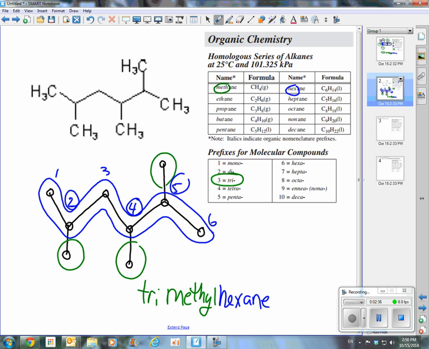But if I was to number this the other way, as in 1, 2, 3, 4, 5, and 6, I would have 2, 3, and 5. The total of that being 10 versus the total of the other way being 11. So this is 2, 3, 5 trimethylhexane. Hopefully that helps you with this particular example.